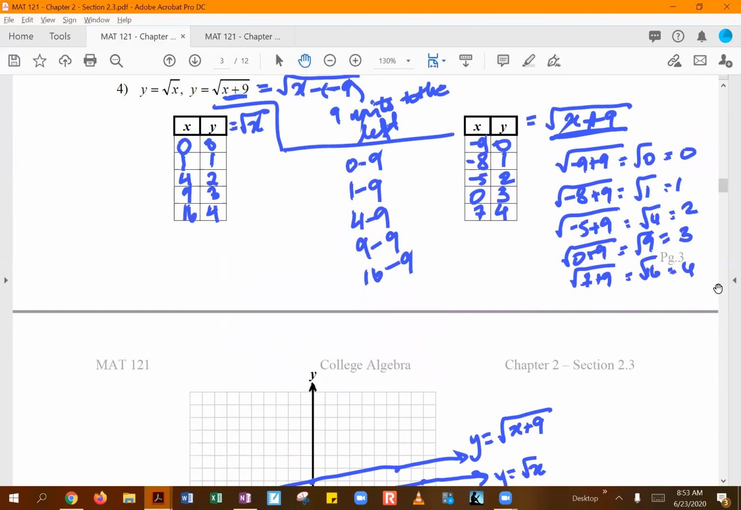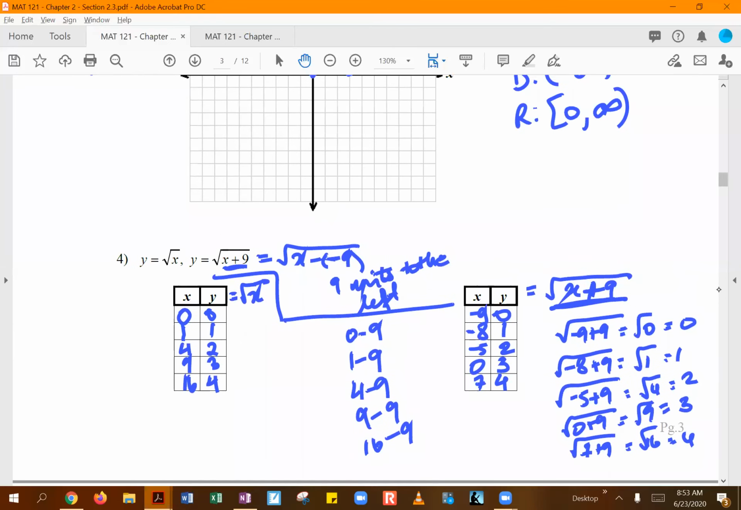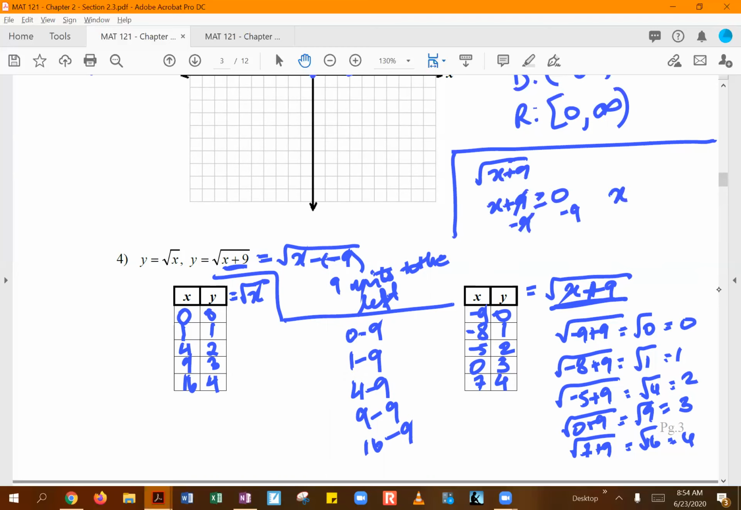The other thing you could have done to see what x values you can use is something we talked about previously. Since you have the square root of x plus 9, we know the inside value cannot be a negative number. It can be 0 or positive, which means x plus 9 has to be greater than or equal to 0. If you simply solve this, move that 9 to the other side, you end up getting x has to be greater than or equal to negative 9.